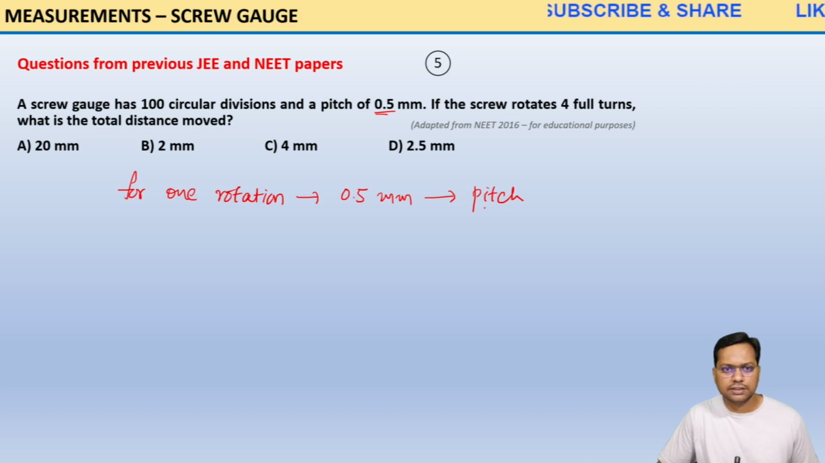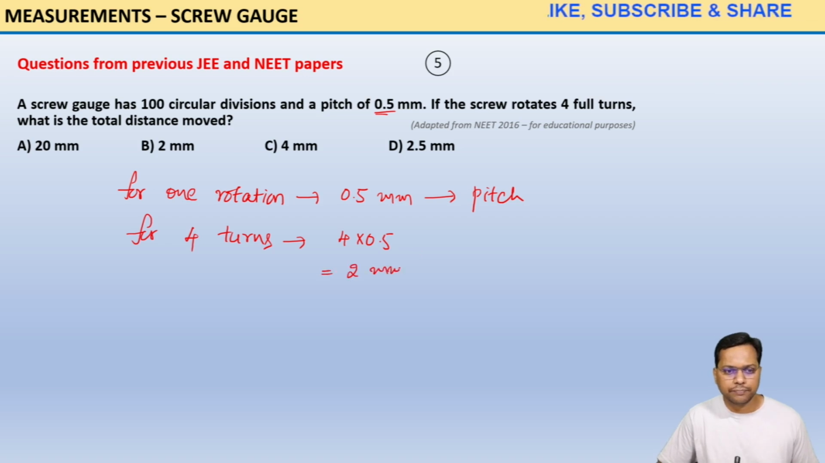Now the question is, what is the total distance moved for 4 complete rotations or 4 full turns? For 4 turns, what we get is 4 into 0.5 millimeter, that gives 2 millimeter. So option B is the correct answer, 2 millimeter.